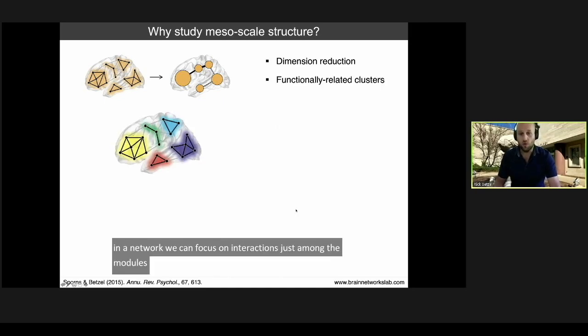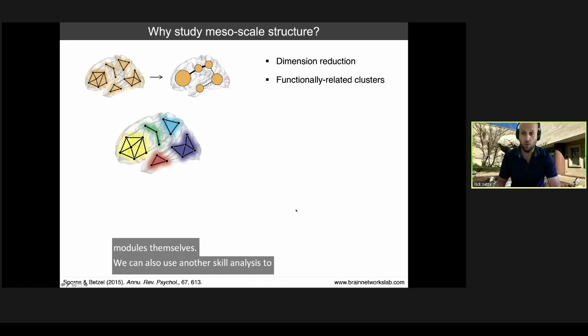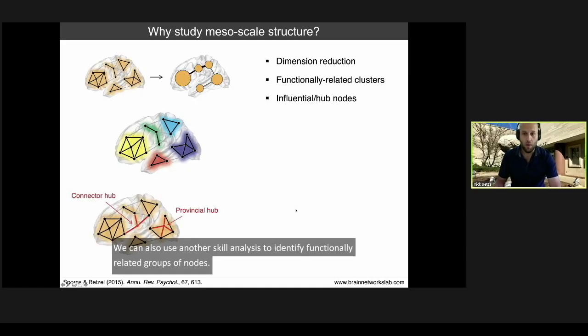We can also use mesoscale analysis to identify functionally related groups of nodes. Based on the subnetworks, based on the mesoscale structure, we can also classify influential or hub regions according to how their connections are situated and configured with respect to the modules and communities.